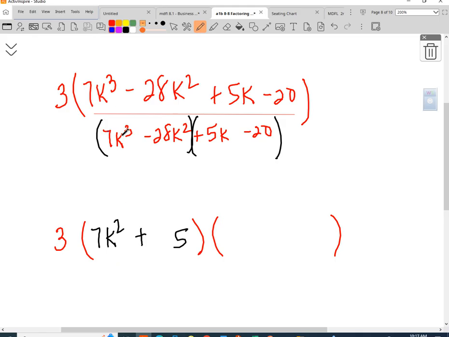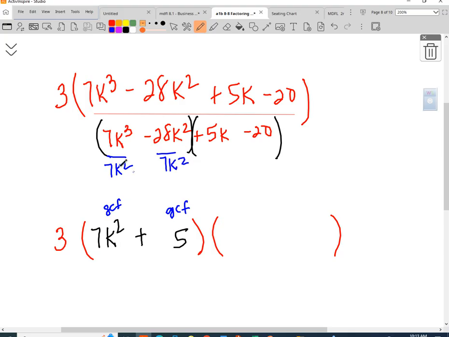Okay, the first two terms would be this group. What is the greatest common factor of that group, Fatima? What are we dividing these two by? 7 what? Yes, so remember, this is the greatest common factor of the first group. This is the greatest common factor of the second group. So we're dividing it by 7k squared.